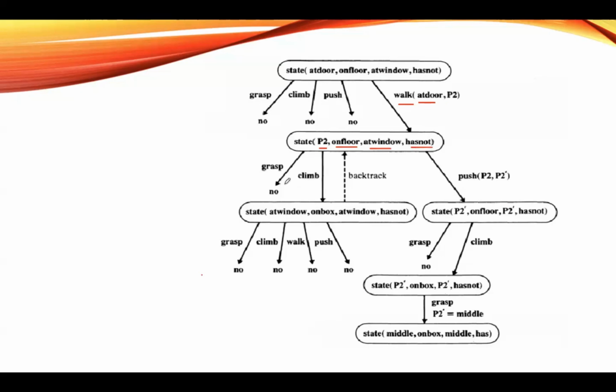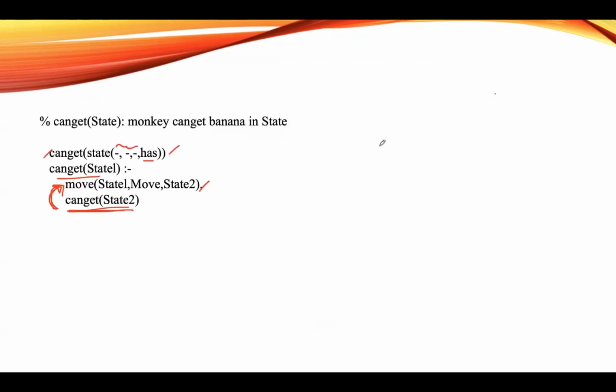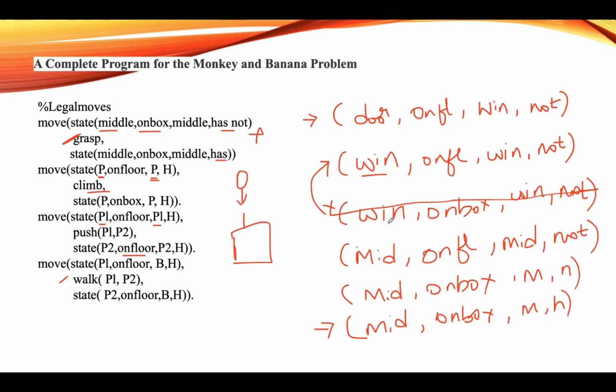So you can apply either of the moves. You can't use grasp, but you can use climb or push. If you use climb, the position of the monkey and the position of the box, both of them are at the window only. So can we use this? Here we already saw that the position of the monkey and the position of the box are both at the same place.